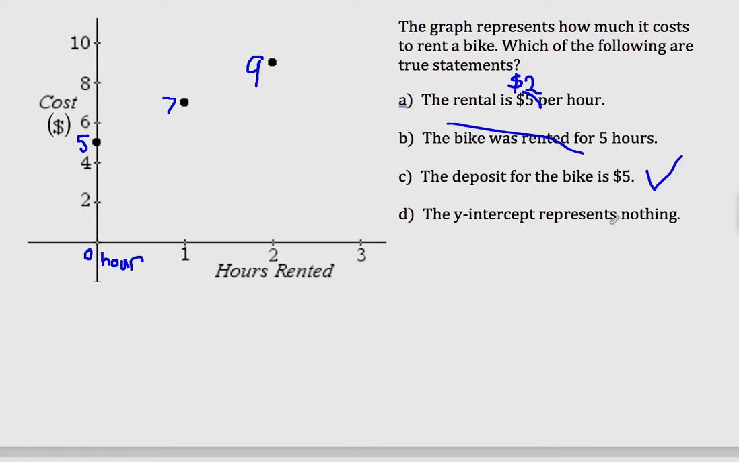And then the y-intercept represents nothing. Well, that's false because we already talked about how this y-intercept represents the 0 hour and that it indicates how much it costs to start the rental. No matter how many hours you rent this bike for, you have to first pay a $5 deposit. All right, so this one, part C, is the only true statement.